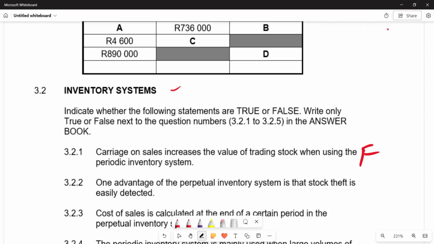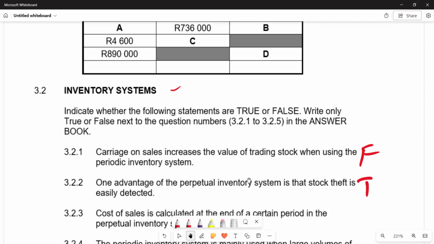The second part, one advantage of the perpetual inventory system is that stock theft is easily detected, which is true. Remember, in the perpetual inventory system, the valuation of inventory is continuous. Every time we receive new stock, we are going to calculate the new valuation of stock at that point in time. So we can easily detect from time to time if something happened in terms of stock. If theft happens, we can easily detect it. So here the answer that we are going for is true.